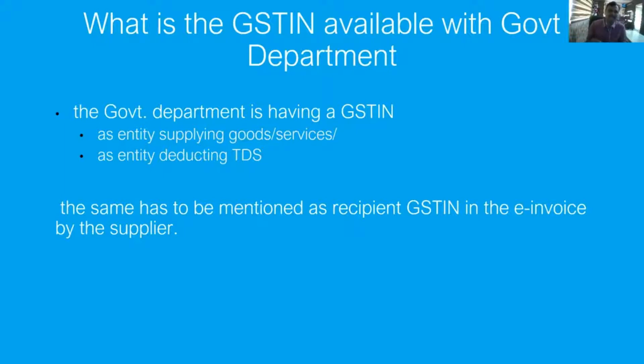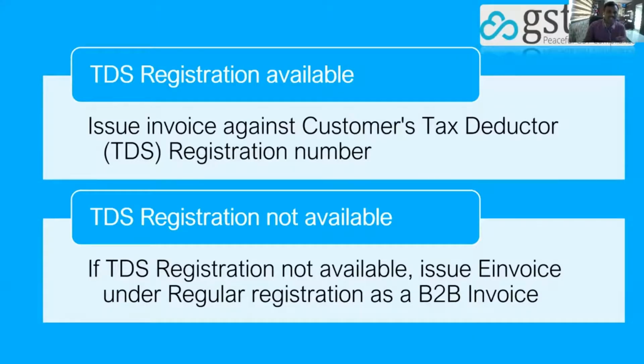Now the same number has to be mentioned by the supplier as the recipient when he is doing the e-invoice. So one has to look at wherever the TDS registration is available; while issuing an invoice to the customer, the TDS deduction number should be mentioned. Under the e-invoice, there are the seller details and the buyer details. In the buyer details, the GST number of the government TDS registration has to be mentioned.